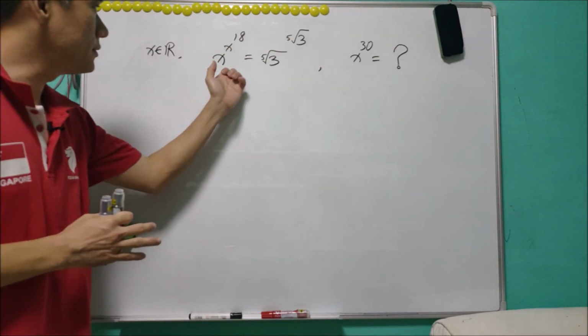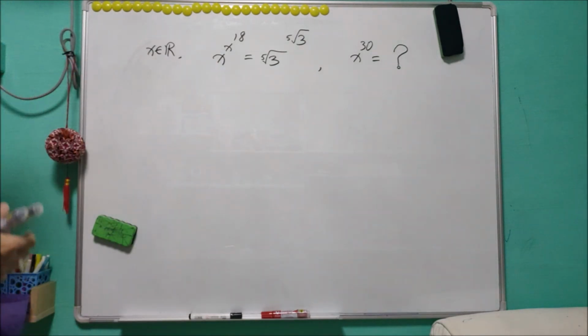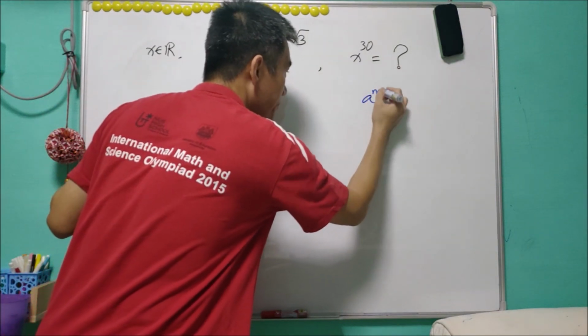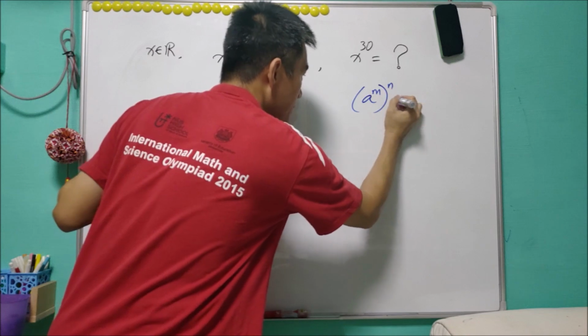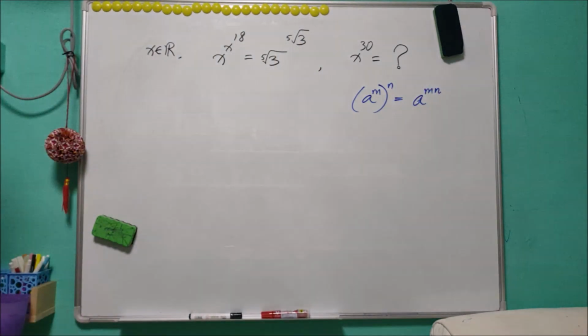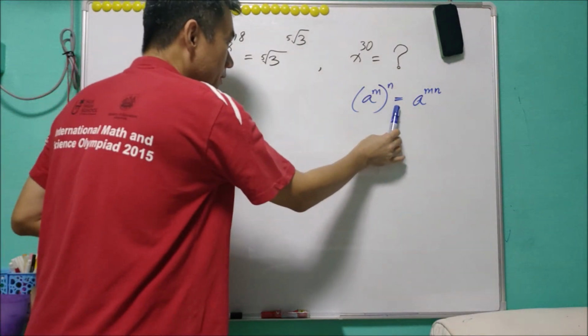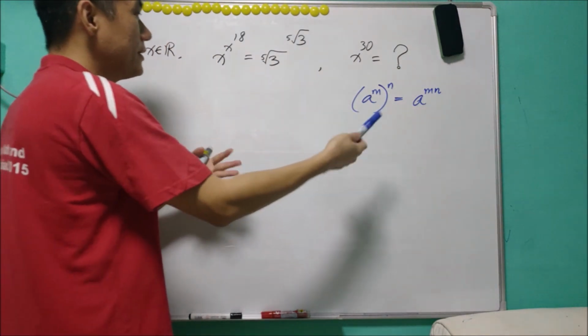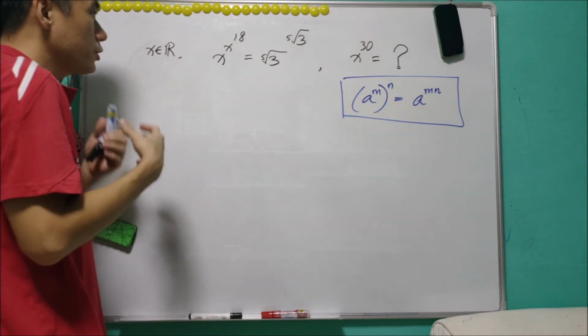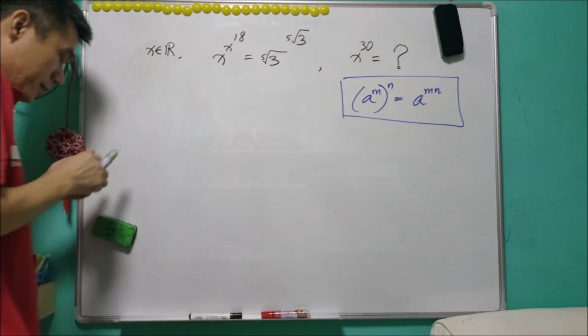In order to get this answer, we have to use a property from indices. That is, a to the power of m to the power of n is equal to a to the power of m times n. This is one of the properties that I'm going to use again and again. There are a few ways to get the answer, and I'm going to illustrate one of them here.